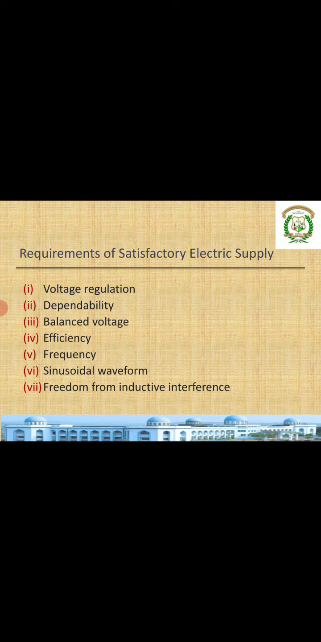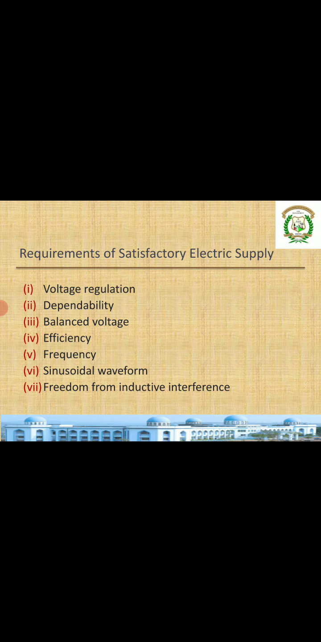A motor is designed to have the best characteristics at the rated voltage, and consequently a voltage that is too high or too low will result in a decrease of its efficiency or its performance. So sudden changes in the voltages are harmful to motors. That's why voltage regulation is very important in a satisfactory electric system.